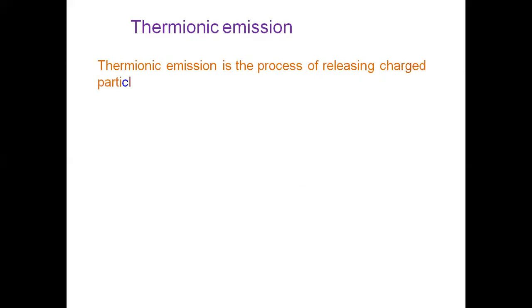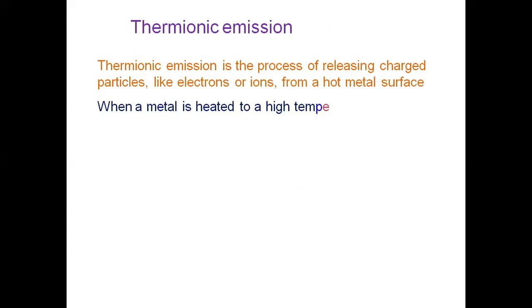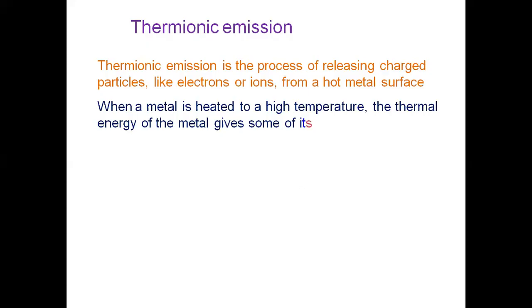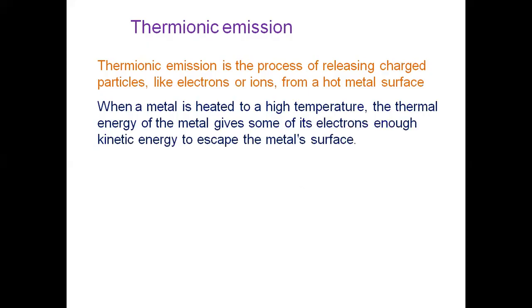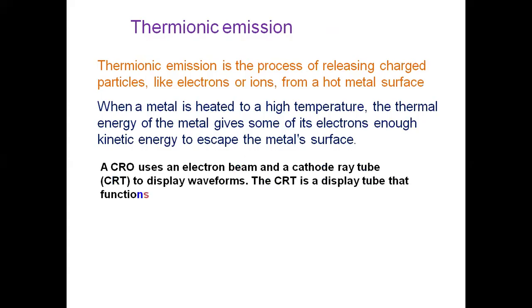Thermionic emission. This is the basic principle on which CRO works, that is the emission of electrons from a hot metal surface. When metal is heated up to a high temperature, the thermal energy of the metal gives some of its electrons enough kinetic energy to escape the metal's surface. So CRO uses an electron beam, because so many electrons appear and they move in the form of a beam, and this may be made to accelerate towards the screen of the CRO.